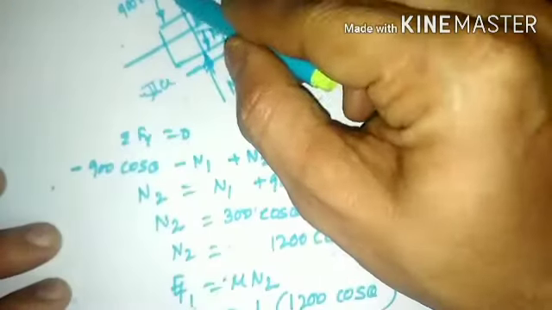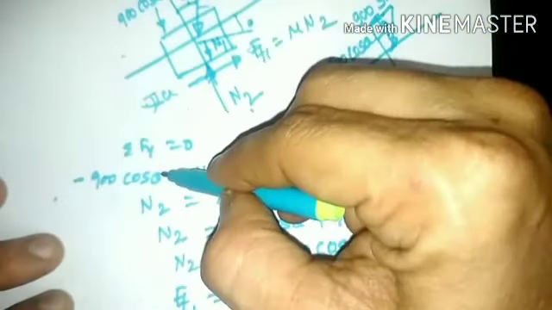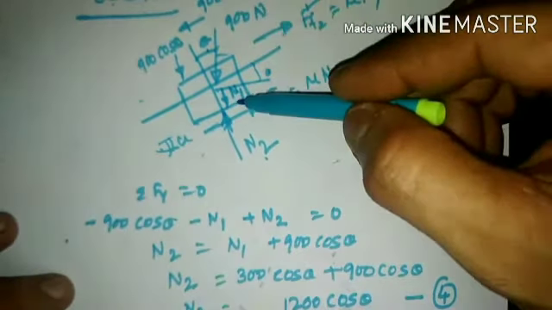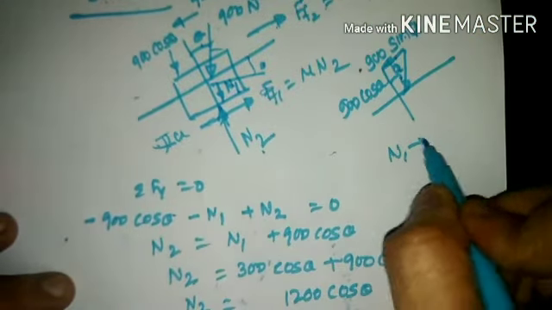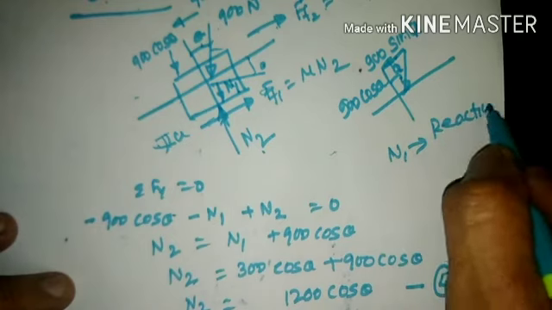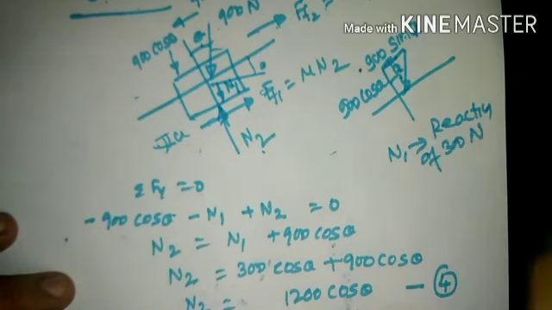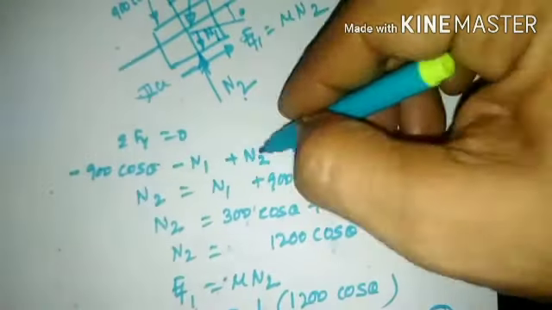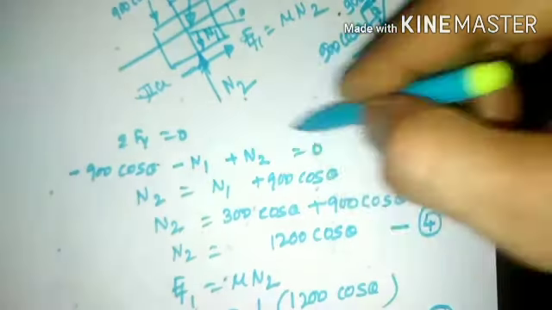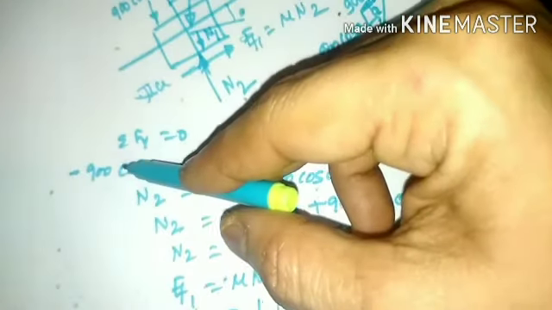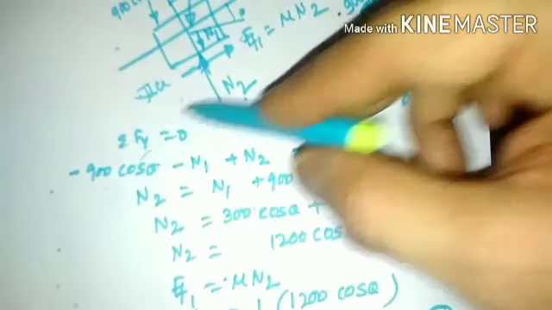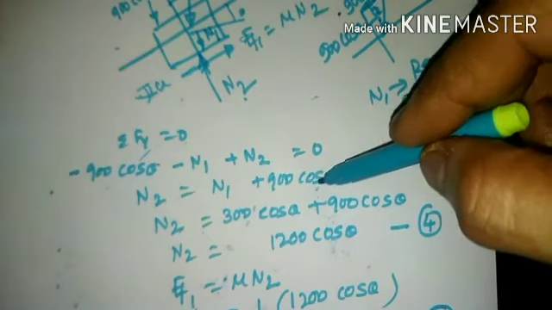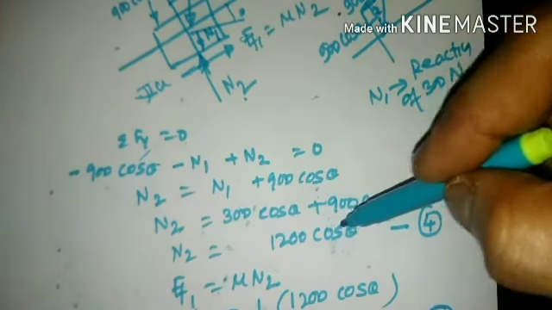So taking summation of force along the y direction, 900 cos of theta is downward, so minus 900 cos of theta. N1 is also downward. N1 is the reaction from the 300 Newton block, so that is also in the downward direction. Plus N2 is equal to 0. So N2 will be equal to, keep N2 as it is. When this shifts towards the right hand side, it will be positive. Likewise 900, which is negative on the left hand side, when it shifts towards the right hand side, will be 900 cos of theta. So the net value of N2 will be 1200 cos of theta.